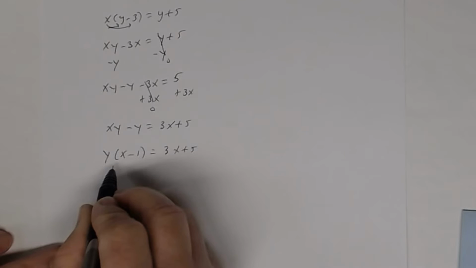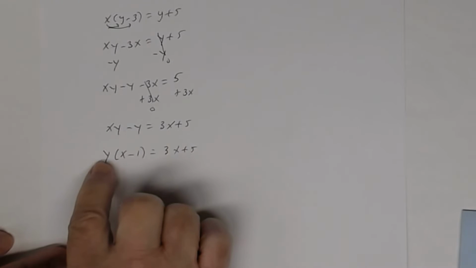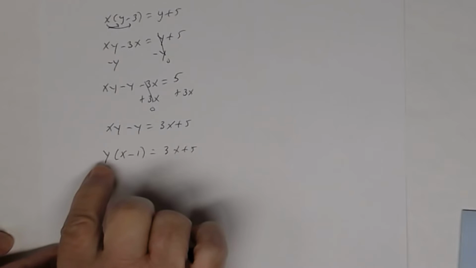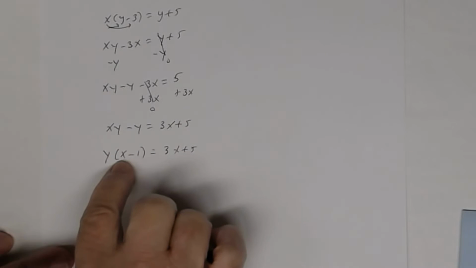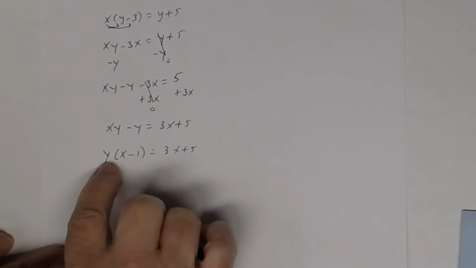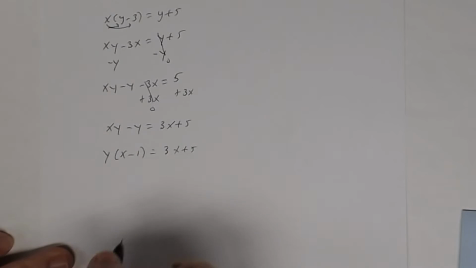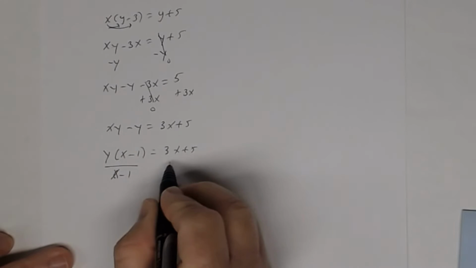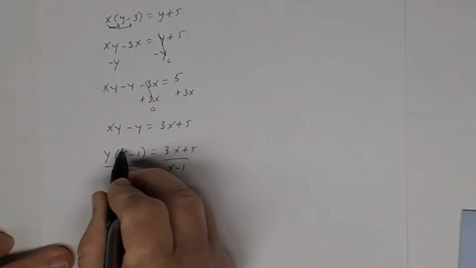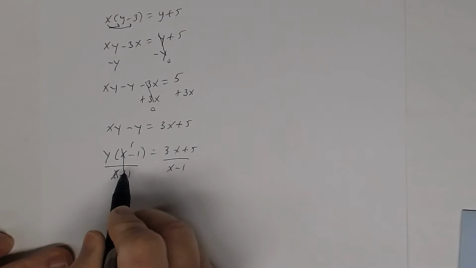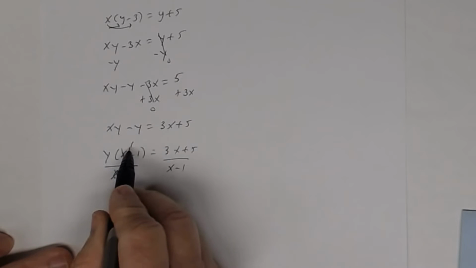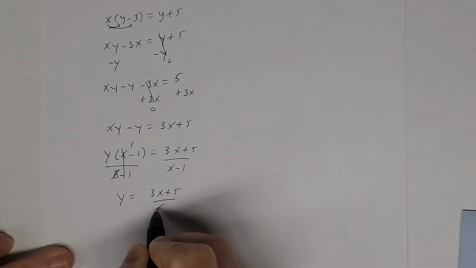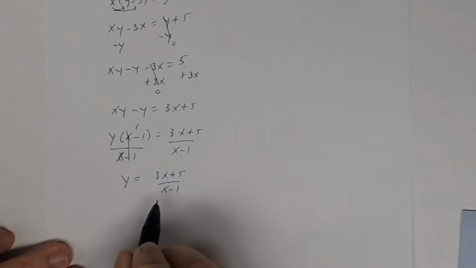Now notice that the factor y is being multiplied by the factor x minus 1. Since this is multiplication, I can get y by itself by dividing both sides by this factor. So I'm going to divide both sides by x minus 1. And so the x minus 1 factors divide out. X minus 1 divided by x minus 1 is 1. Y times 1 is y, equals (3x + 5) divided by (x - 1). And so therefore, that's the inverse.